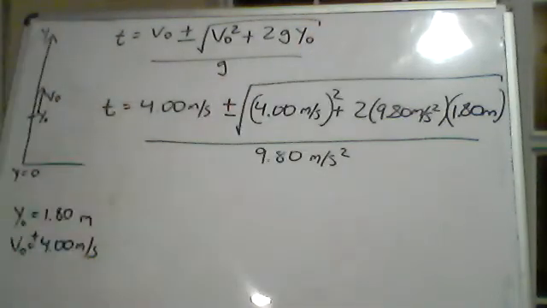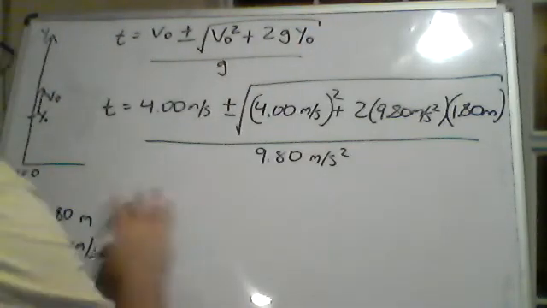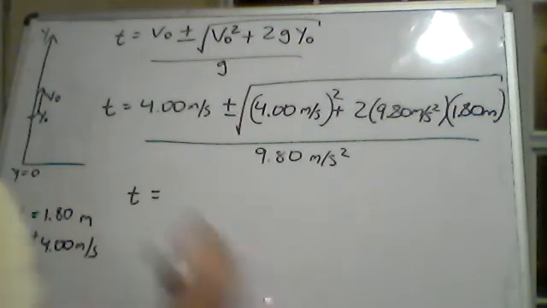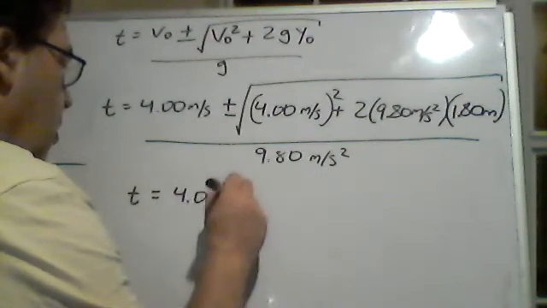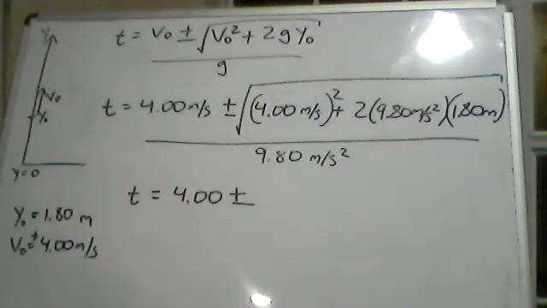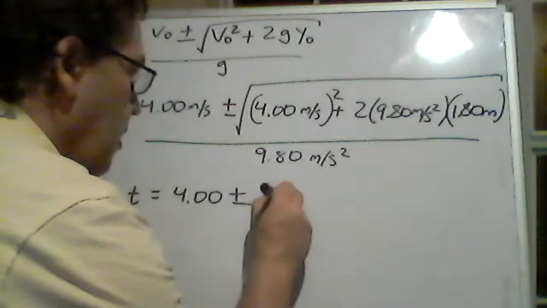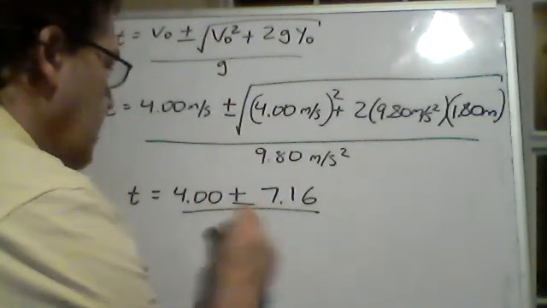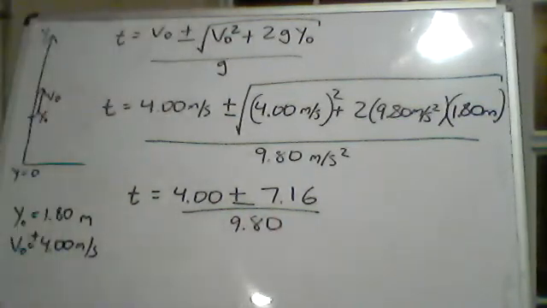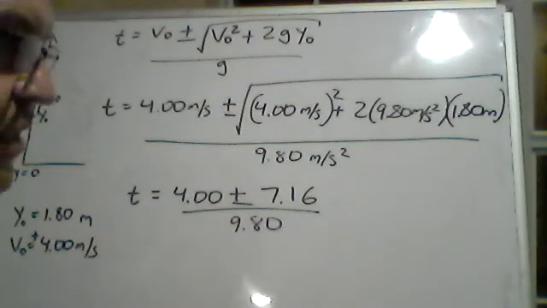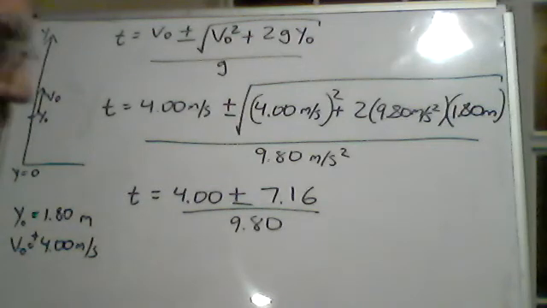If I did everything in SI like I did, my answer is going to be in time. So this is what's interesting here. I will find out that I get something like this: 4.00 plus or minus, we work all this stuff out, you get 7.16. That's all divided by 9.80. Now, if you remember back in your quadratic formula, sometimes you get a value that doesn't make any sense. It's unphysical. Well, it makes no sense for time to ever be negative. You cannot have a negative time.